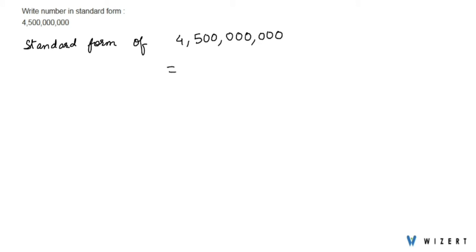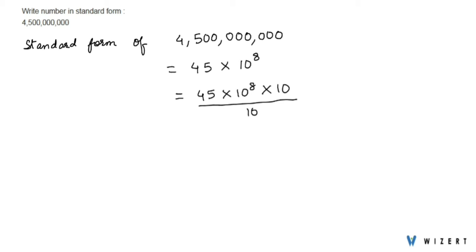8 zeros. So we can write the above number as 45 multiplied by 10 to the power 8, because 8 zeros are there. Now if we multiply and divide this number by the same number, let's say 10 here, then the number remains as it is. Number remains same. So let's write it like this.